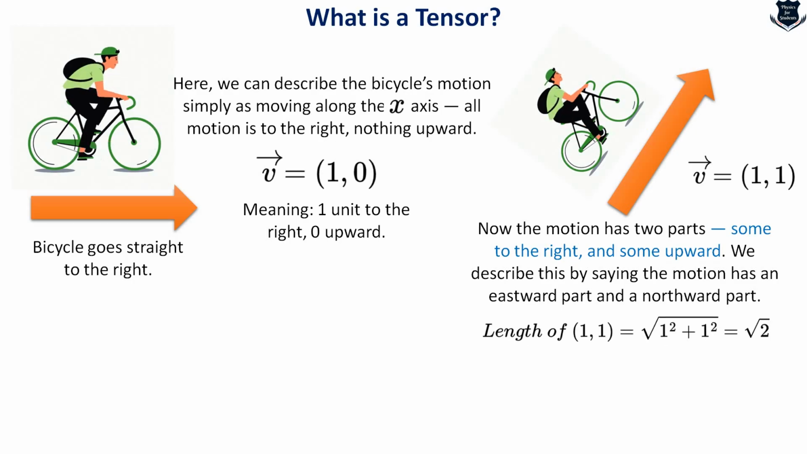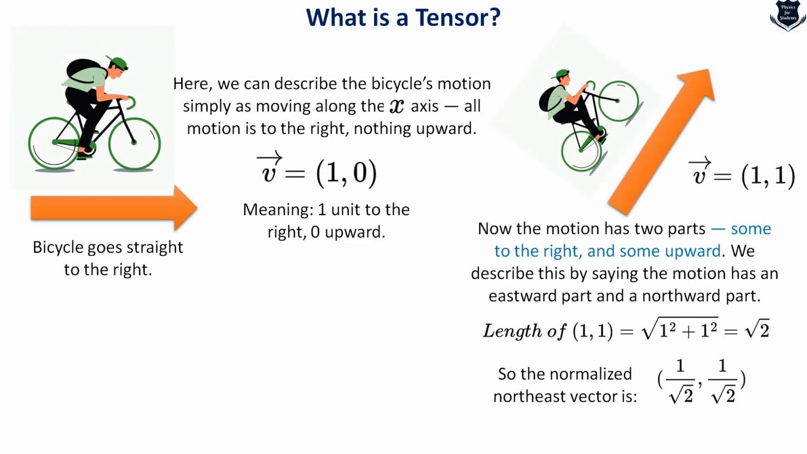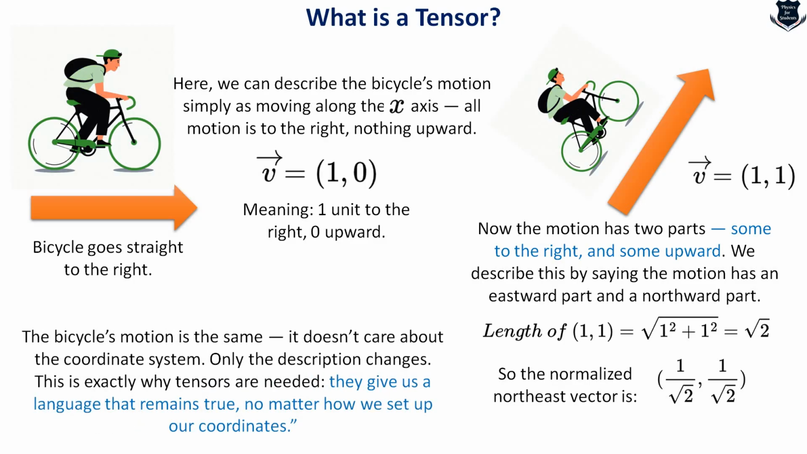And when we take the length of this kind of a direction, we get this one and the square root of 2, which we can say is the normalized northeast vector. So what is important to know is that whether it is going along the x-axis or you're moving some to the right or some to the upward, the bicycle's motion is still the same. It doesn't really care about the coordinate system, whether you're rotating or twisting or changing, and they give us a language that remains true.